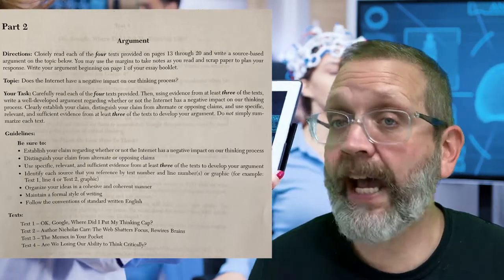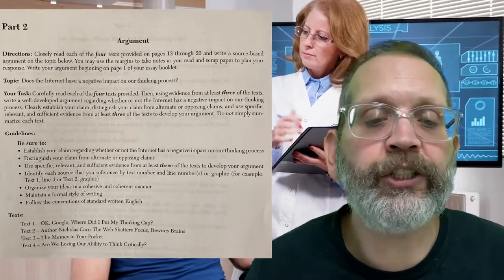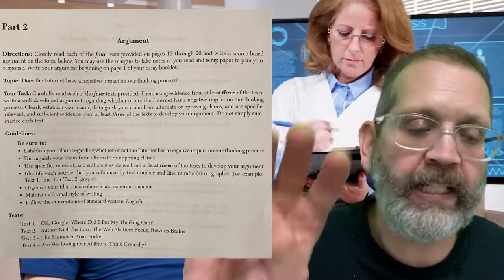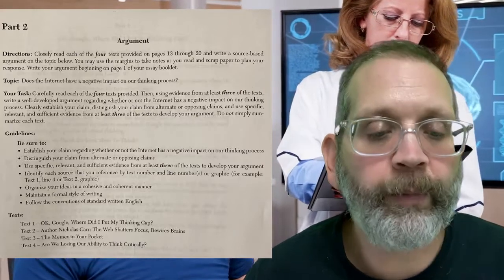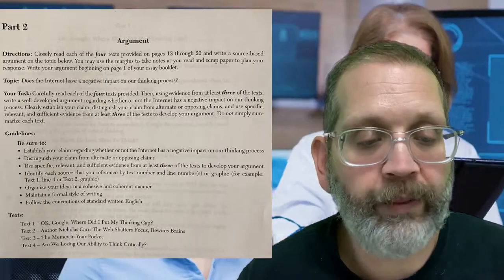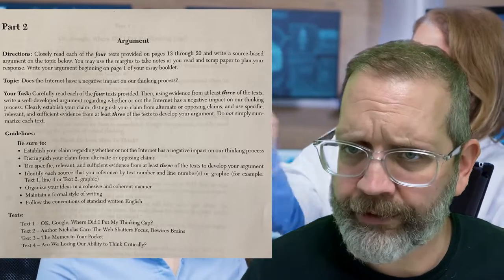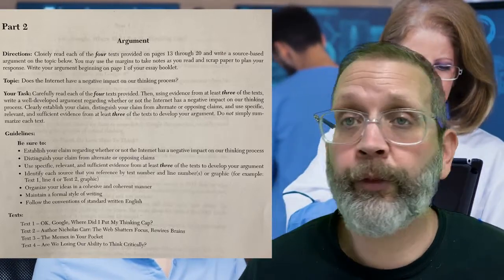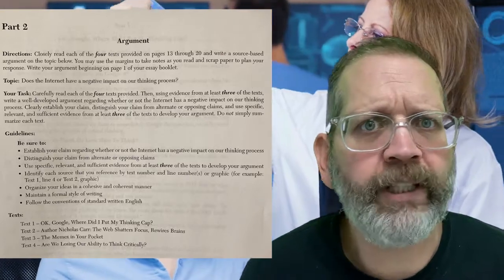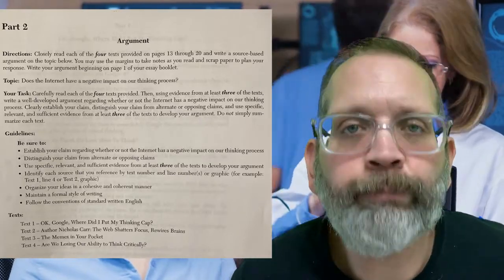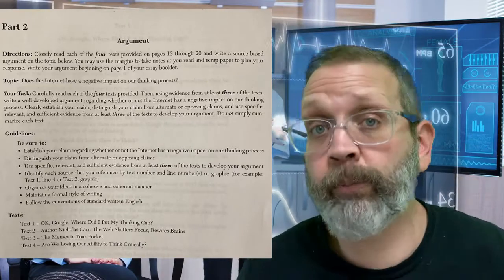Then it says, your task. Carefully read each of the 4 texts provided. Then, using evidence from at least 3 of the texts, write a well-developed argument regarding whether or not the internet has a negative impact on our thinking process. Did you notice how they wrote the words 4 and 3? See how they're all bolded and fancified? You know why? That's right, because it's important.